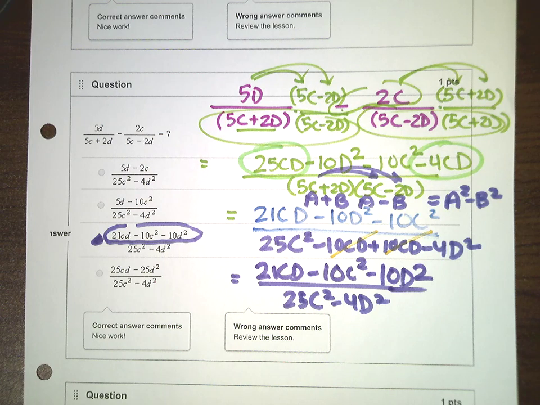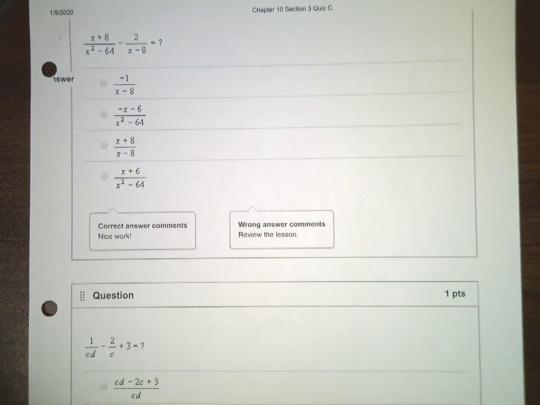All right, so let's do just a few more here just to wrap it up, because I know that you're truly enjoying this. At least I hope that you are. So here we go. All right, so let's try to keep it together here, everyone. So we have x plus 8 over x squared minus 64 minus 2 over x minus 8.